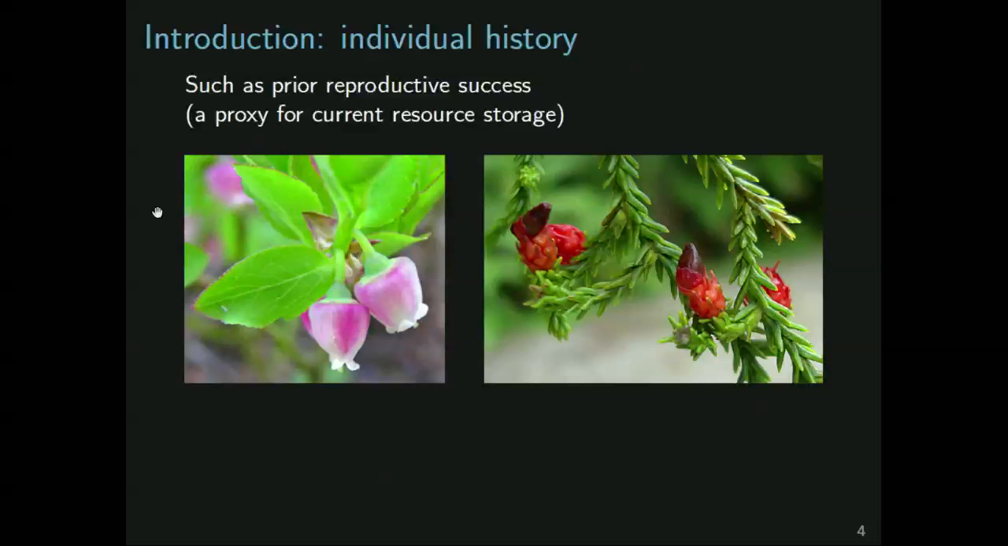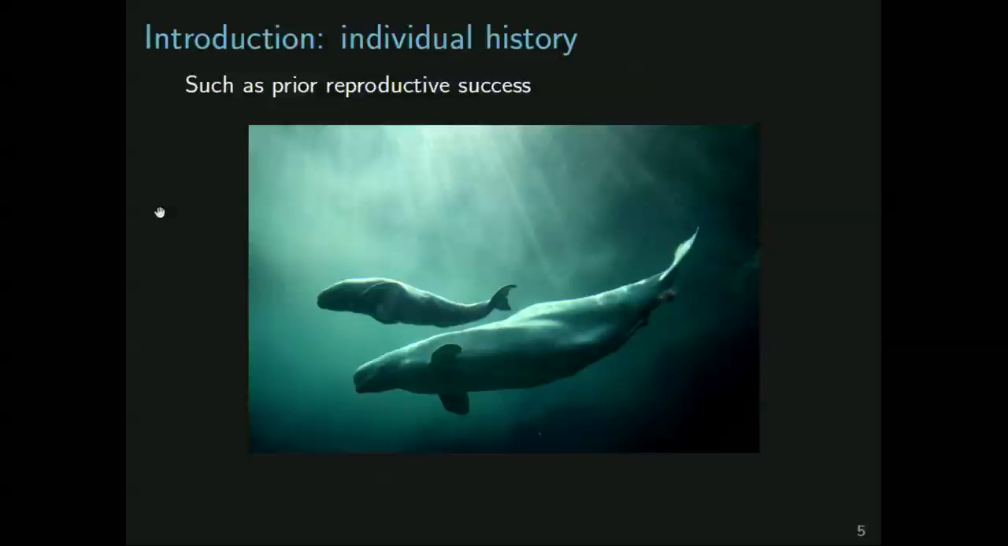An example of an individual history state that might be important is prior reproductive success. In plants, for example, and in trees, this can be used as a proxy for current resource storage. Current resource storage can be a very important state variable for determining your survival and reproduction, but it can be hard to measure without damaging individuals. And therefore, you could use a prior state as a proxy for a current state. But also in mammals that have several years of parental care, prior reproductive success could be important.